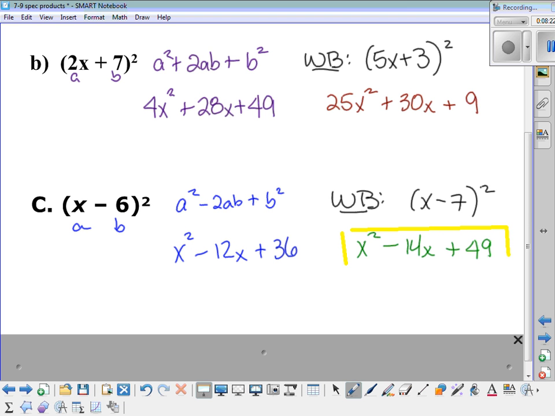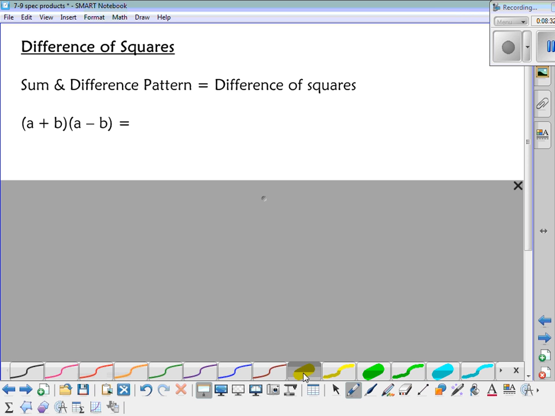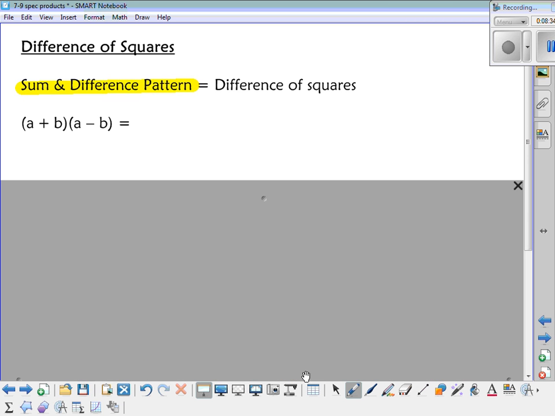All right, so we've got one more pattern I want to show you guys. This is the sum and difference pattern. So what that means is you've got the same numbers, but one's got a plus sign and one has a minus sign. And your answer is going to be what we call the difference of squares.